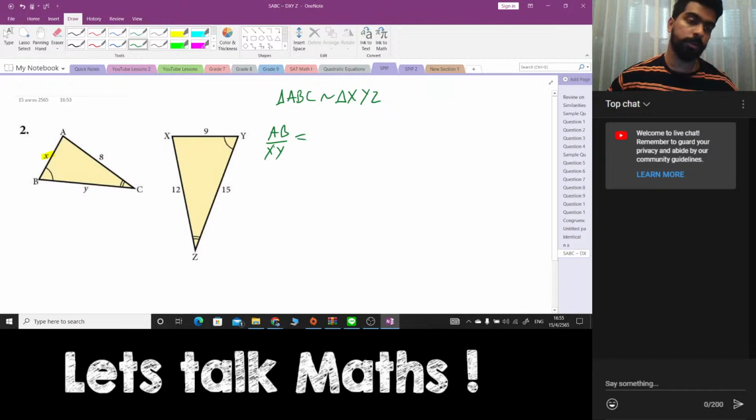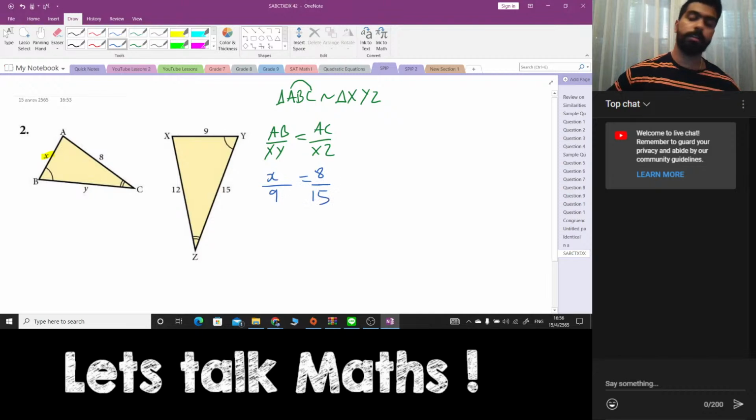Is equal to AC, because we know the value of AC. So we're going to choose AC over XZ, going from the first to the third. Here also we'll go from the first to the third, which is XZ. So let's write down what we know. Our AB is X. So X over 9 is equal to 8 over our XZ, which is 15. Alright guys, does that make sense?